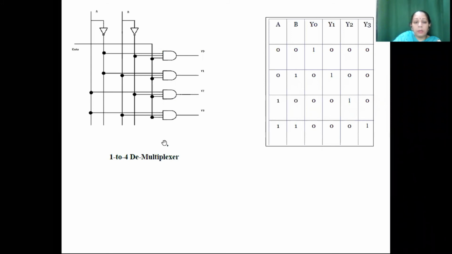This is my circuit diagram of the 1 to 4 demultiplexer. Here is my truth table. Truth table is a tabular representation of the selection lines, that is A and B, which I am using for my selection lines, and Y0, Y1, Y2, and Y3. These are my outputs. Now move on to the circuit diagram. Here is my data. You can join this data to all the AND gates. Join all the data. This is my Y0, Y1, Y2, and Y3. You can join the data from this line to Y0, Y1, Y2, and Y3.